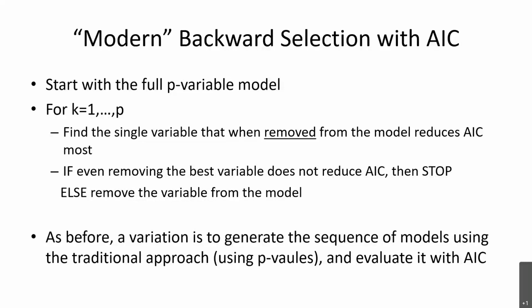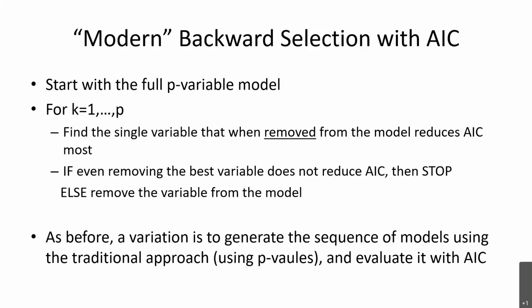So we're doing the opposite now from the forward approach, where we added one variable at a time. Now we start with a full model and remove one variable at a time. And again, we distinguish between the modern approach using AIC and the traditional approach using p-values.